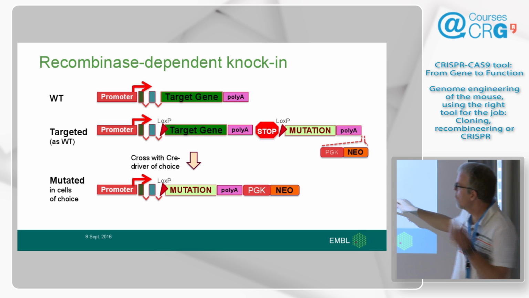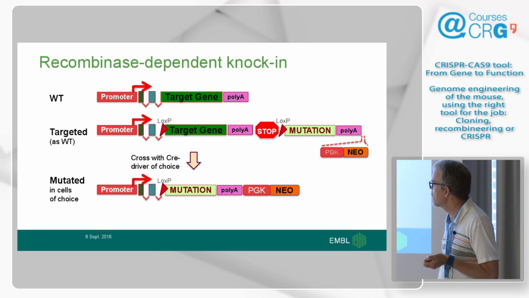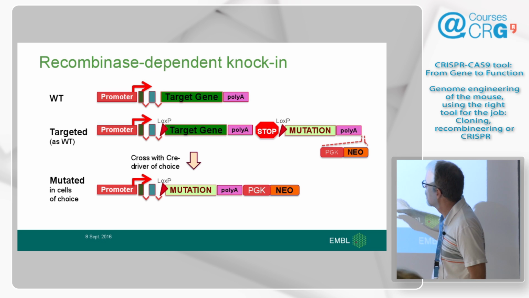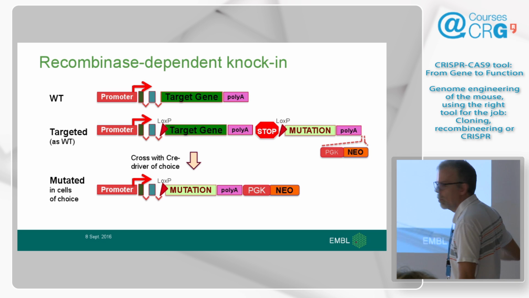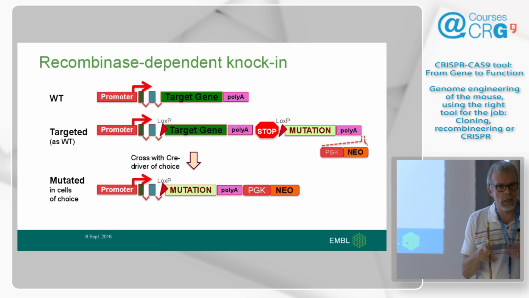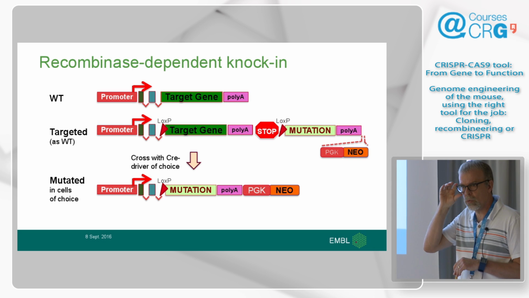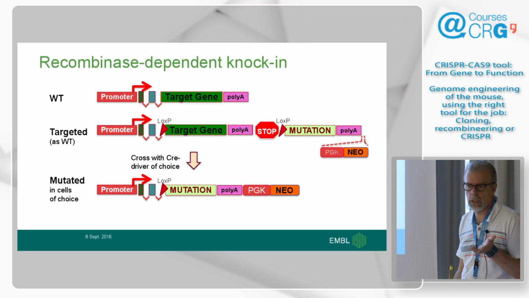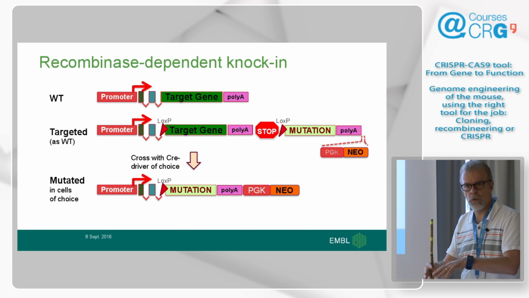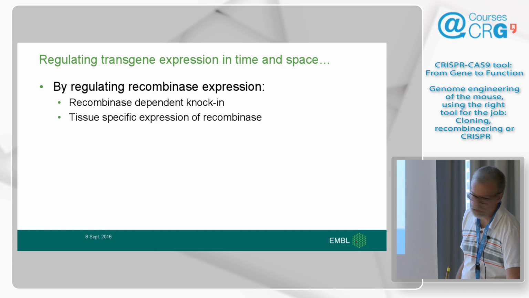And then we cross it with a CRE driver that makes CRE in our tissue of choice. And when CRE is expressed, then we delete out the wild type gene, and now only the mutant is expressed. And so we can study the mutant gene only in our tissue. And this is important in cases where this may be an essential gene for embryogenesis or something. So if you made it a mutant from the start, you would never be able to study it. So that comes in handy for things like that.